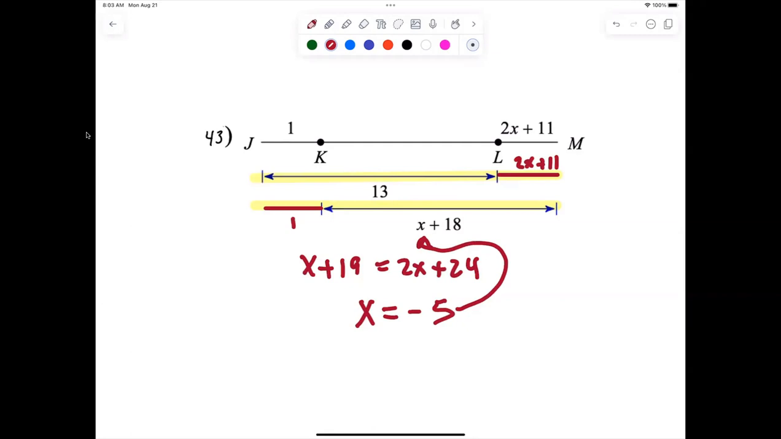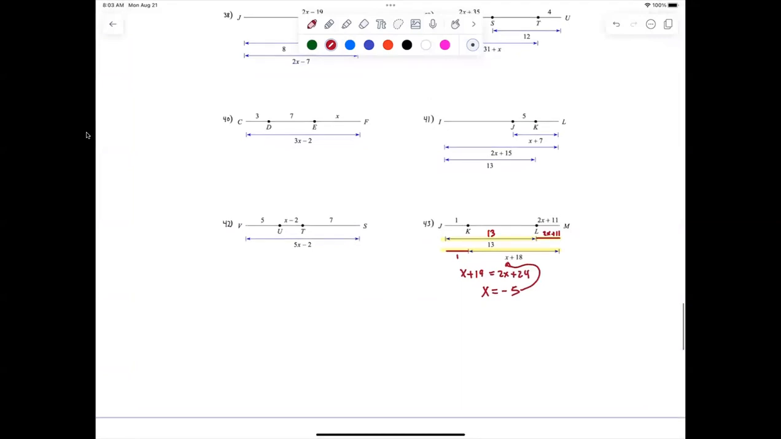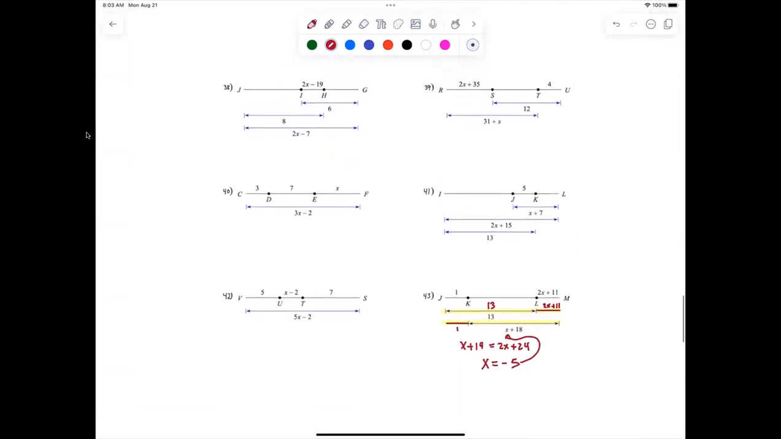Which is okay, right? Tell me, how did you get 24? Because you add 11 plus 25, 13, right? This length right here is 13. Do you agree? So 13 plus 2x plus 11. You agree with that or not? Good. So x was equal to -5. That's what they're asking. On all those, you're just trying to figure out what x is.